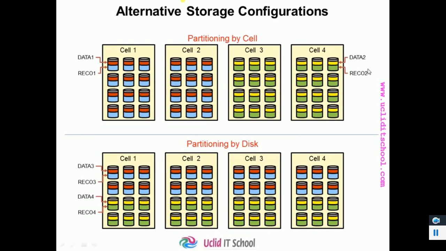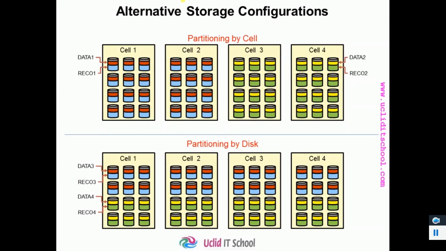Then there are some alternate storage configurations possible. Like the other day, I think Sai raised this question. By default, the default configuration creates grid disks on every storage server, and the grid disks from all the storage servers are used to create the ASM disk group. That is the standard. That is what Oracle recommends. With that approach, you are striping the data across all the storage servers and across all the hard disks in each storage server.